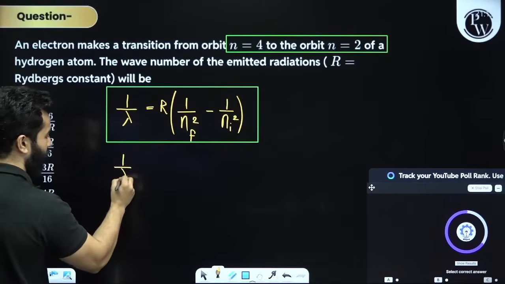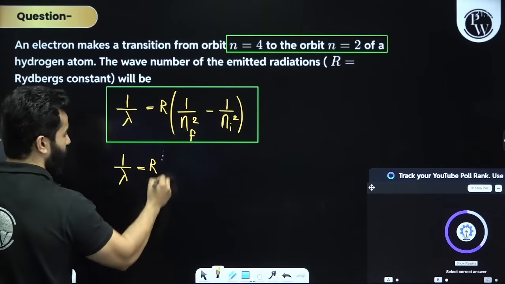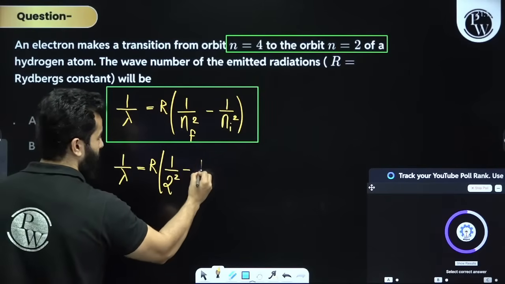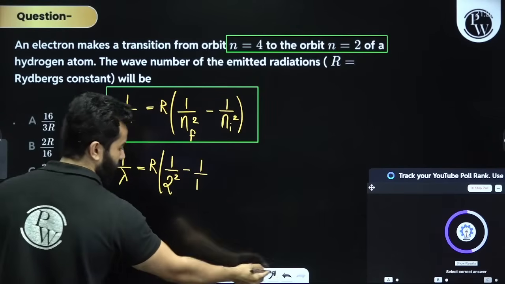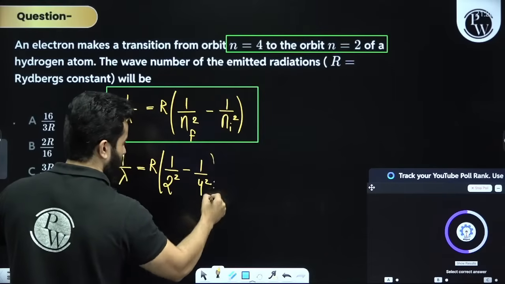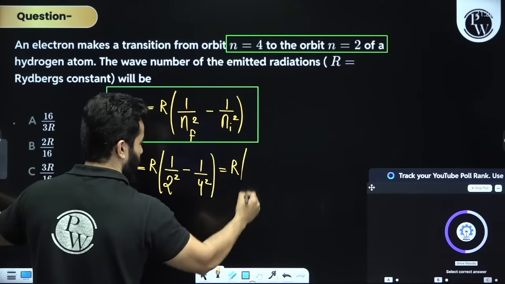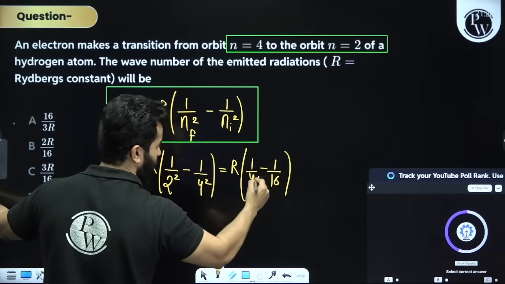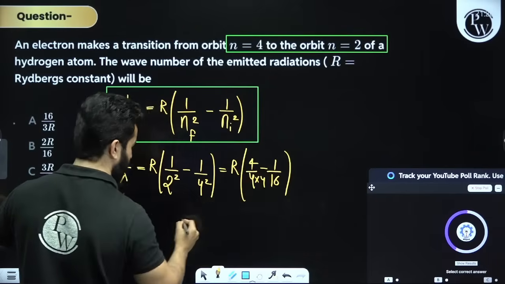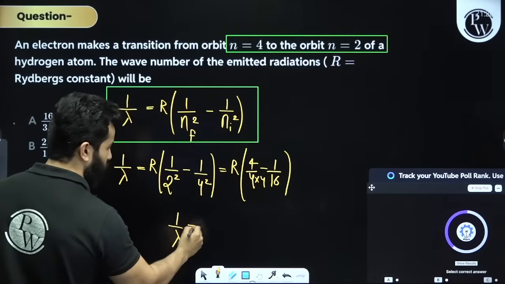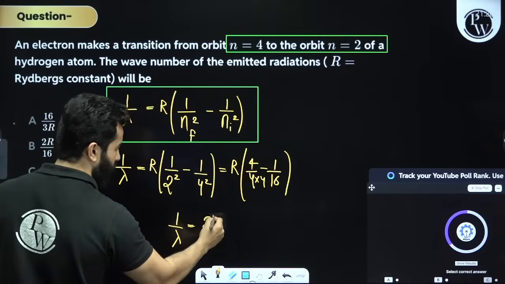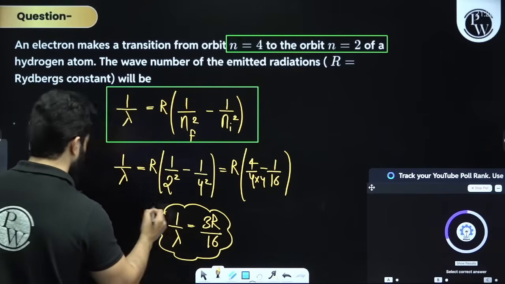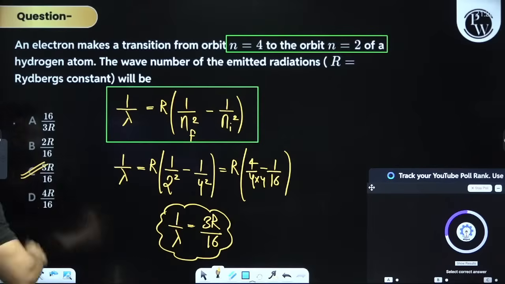1 upon lambda will be equal to R multiplied by, finally it is reaching 2, that means square of 2, minus it was coming from 4, that means square of 4. This will become R times 1 upon 4 minus 1 upon 16. Let's multiply by 4 over here: 1 upon lambda will come out to be 4 minus 1 is 3, so 3R by 16. This is your answer. 3R by 16, option C is the correct answer.